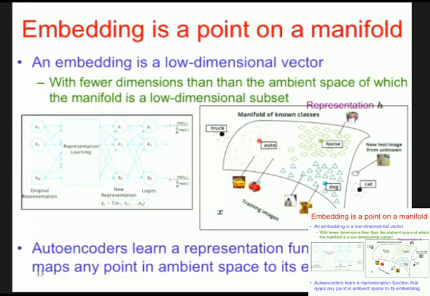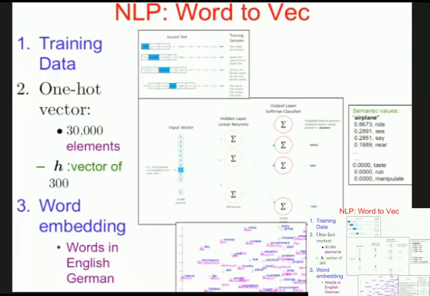So this is the kind of mapping that goes on. And autoencoders learn a representation function that maps any point into its embedding. So this is the embedding we refer to here. All right. So an embedding is a low dimensional vector with fewer dimensions. All right, so that's the kind of thing that an autoencoder does.